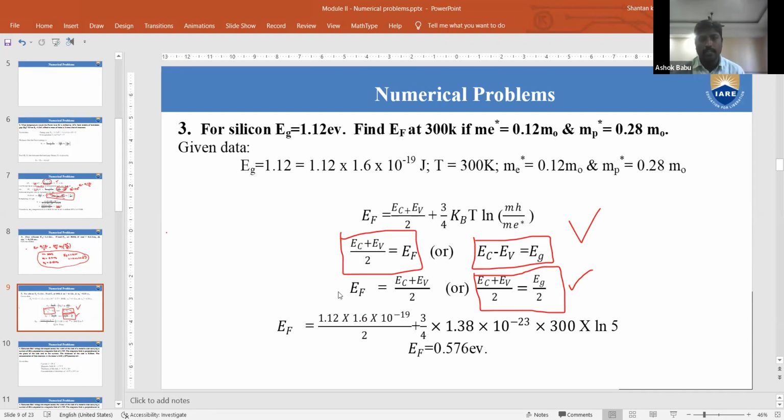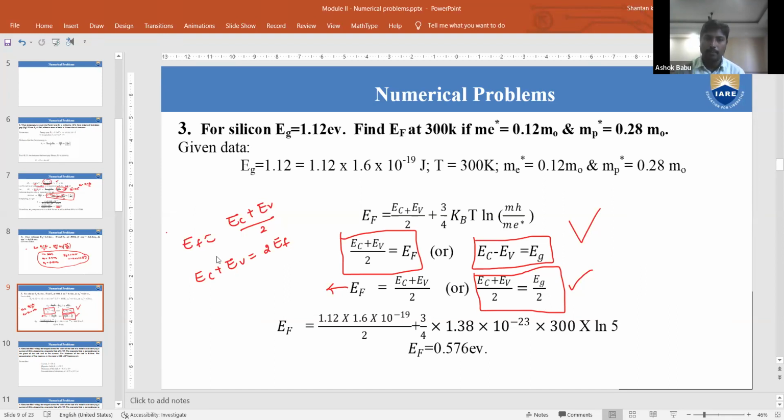So from this formula only I have taken EC plus EV by 2 equals EG by 2. How, I will explain. EF equals EC plus EV by 2, na? So here EC plus EV equals 2 EF, right? We want EC plus EV by 2 equals EG by 2, na? So substitute EF equals EC plus EV by 2 directly. From that formula only we are getting EC plus EV by 2 equals EG by 2.